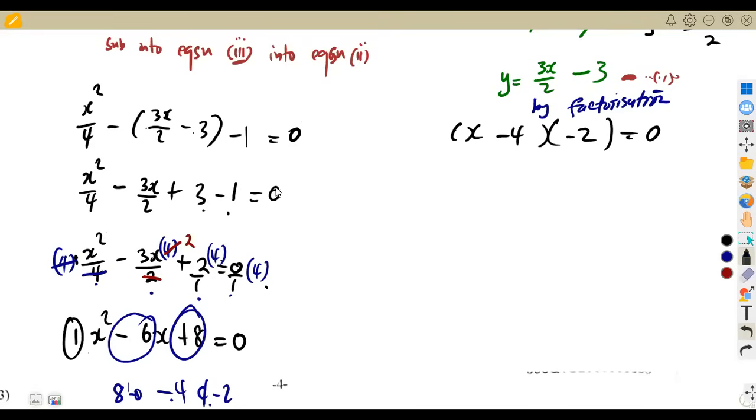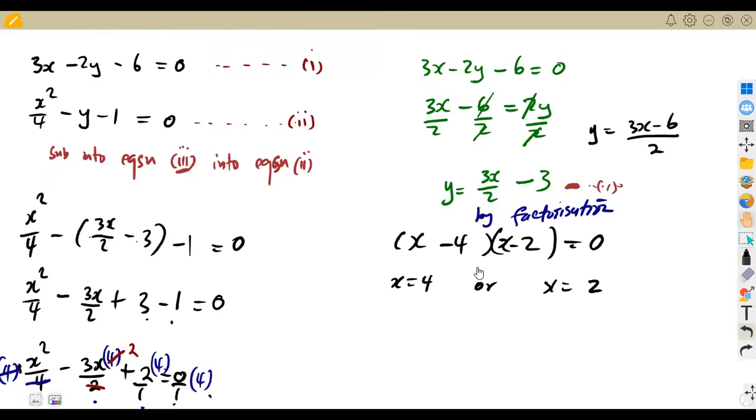So one bracket must be equal to 0, and there's an x there. So it means x minus 4 must be equal to 0. So x will be a +4. Or if this bracket is equal to 0, it means x is going to be a +2 on the other side. So these are the values of x: 4 or +2.